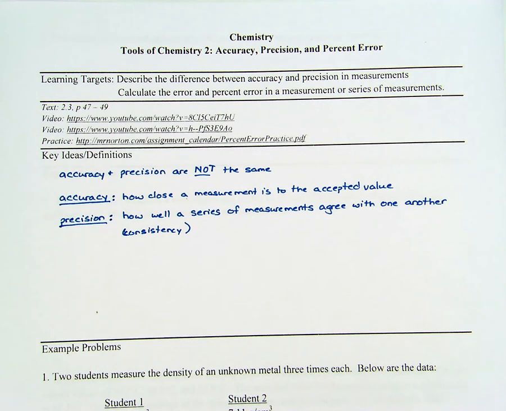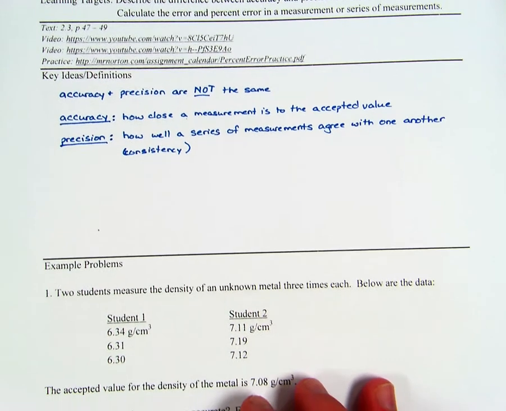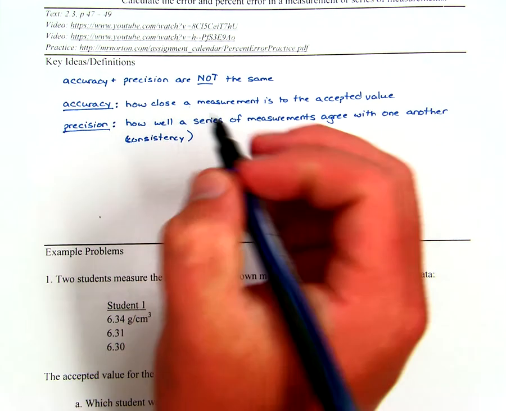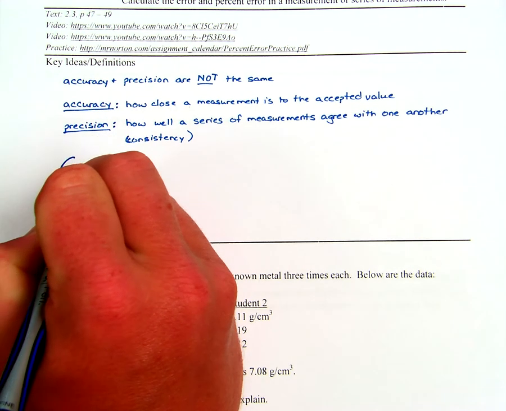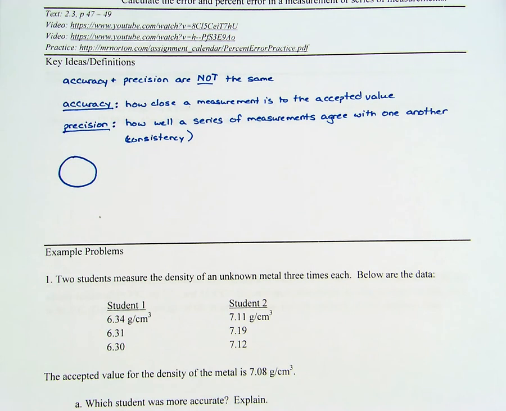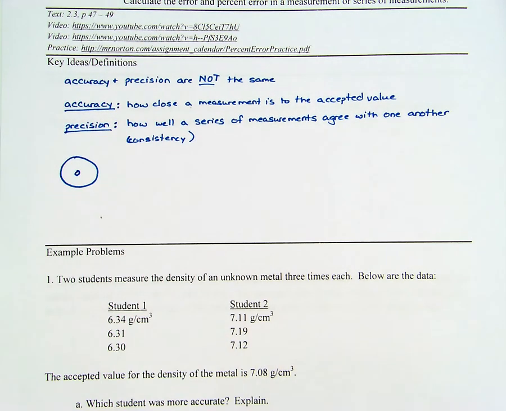To help us understand this idea of accuracy versus precision, we're just going to draw a few pictures to help us get an idea of what we mean. And the pictures we're going to draw are of a target. Say you have an archer. This is what a lot of the videos that you can find on accuracy and precision will show you: a target and an archer shooting at this target.